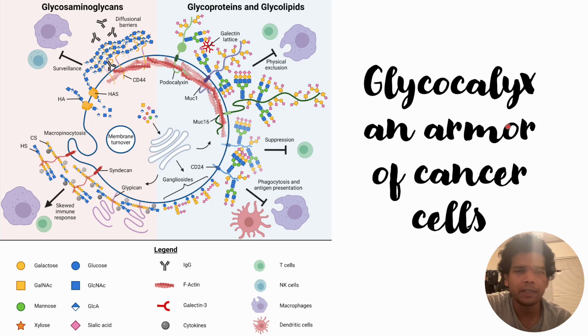In this video, we will discuss the glycocalyx, which is also called the armor of the cancer cells. The glycocalyx is not only found in cancer or tumor cells; it is also found in normal healthy cells. But the glycocalyx composition found in healthy cells is completely different from the composition found in cancerous cells.